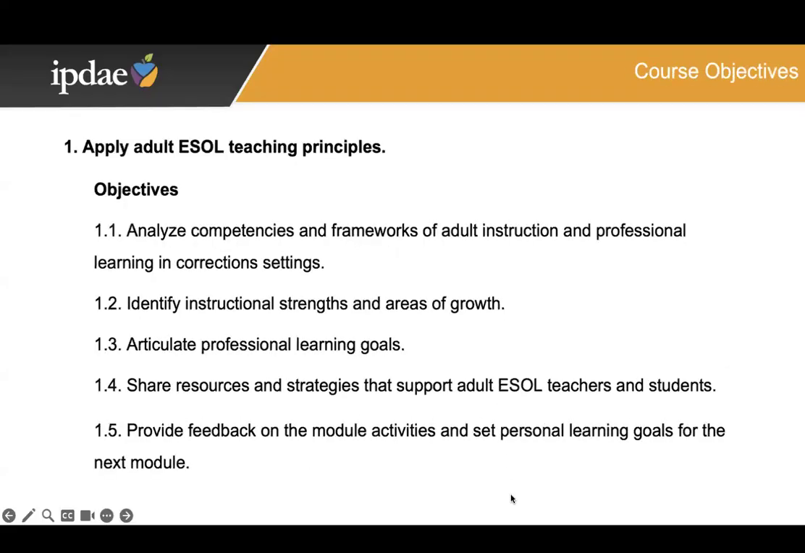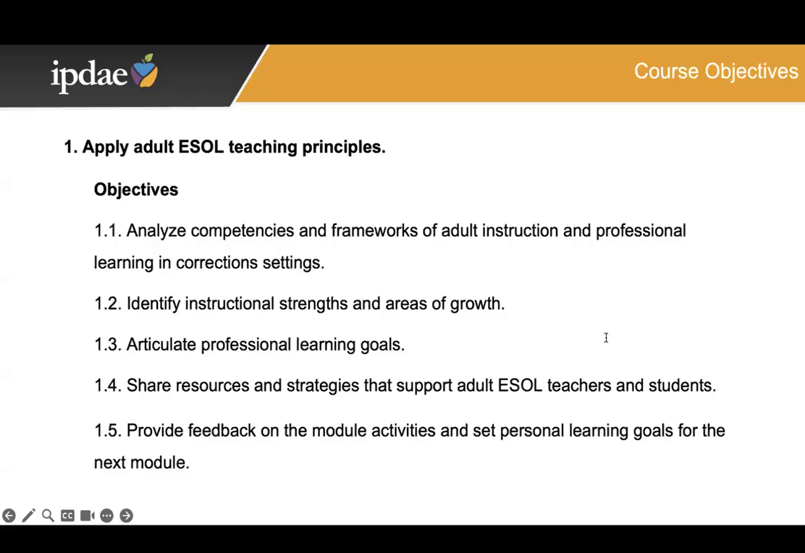So from here, let's do a deeper dive into each course outcome by looking at the objectives. So you'll see in this first outcome, apply adult ESOL teaching practices, we have 5 objectives. So the first few objectives are specific to the course outcome, while the others you'll see repeat across outcomes and modules. So this will become clearer when you see the course modules and activities in a moment. But for now, the first 2 objectives set the stage for the course by introducing competencies and frameworks of adult instruction and professional learning in correction settings.